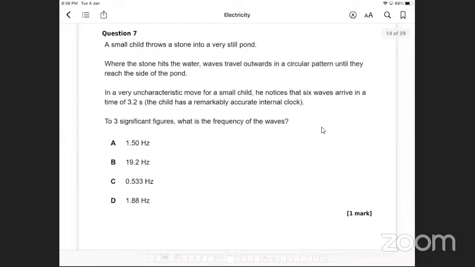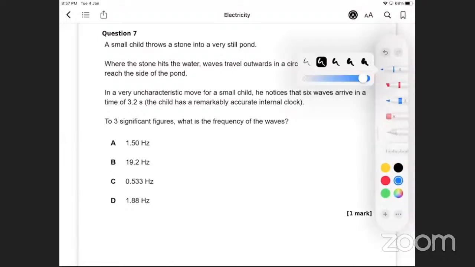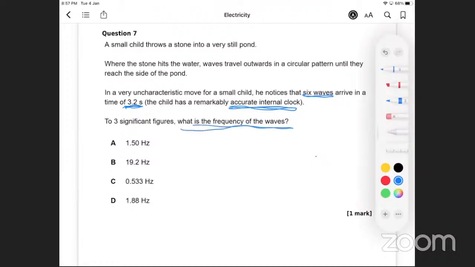Right. So they were saying in a very uncharacteristic move for a small child, he notices the 6 waves arrive in a time of 3.2 seconds. The key feature is that 6 waves arrive at 3.2 seconds. The child has a remarkably accurate internal clock, right? So, to 3 significant figures, what is the frequency of these waves? We're looking for the frequency of these 6 waves. How do we calculate that? I've highlighted the key information that you need to take.